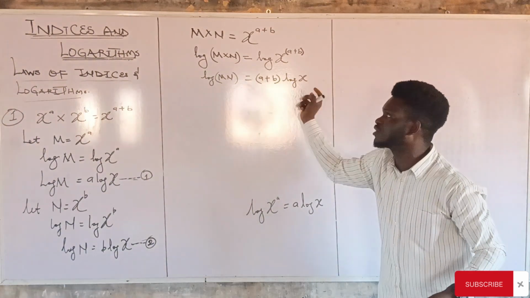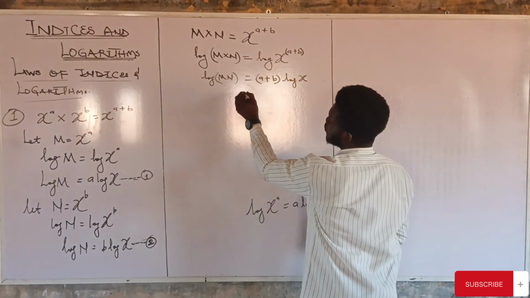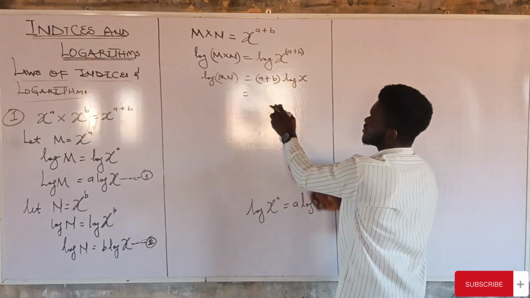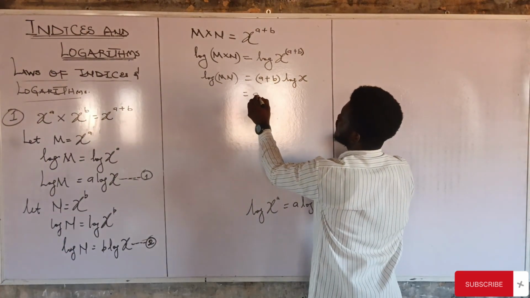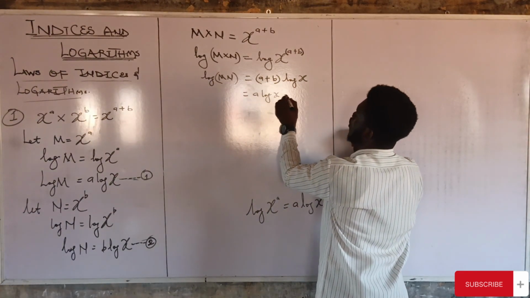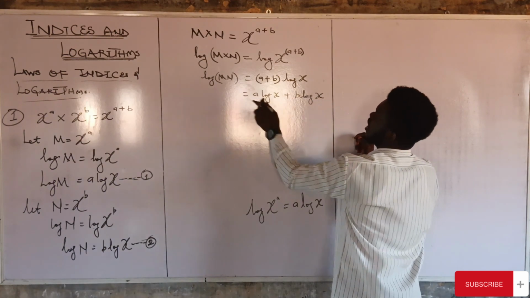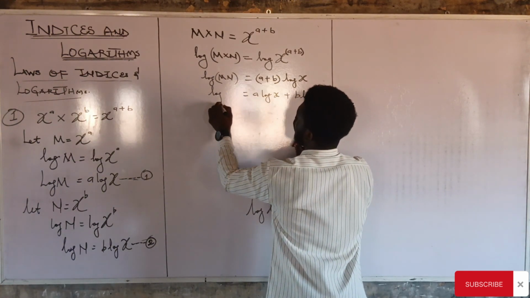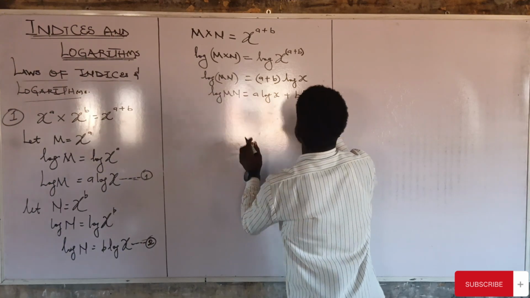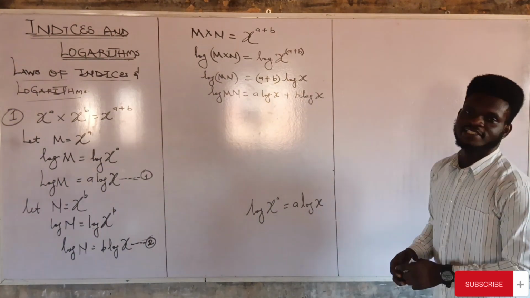Now let log x enter into the bracket. You expand the bracket with log x, normal mathematics or factorization. So log x multiplies a, we have a log x, plus b multiplied, we have b log x, and we have this one, log mn. This is a formula in logarithm.